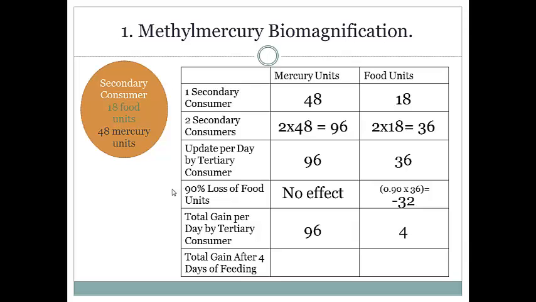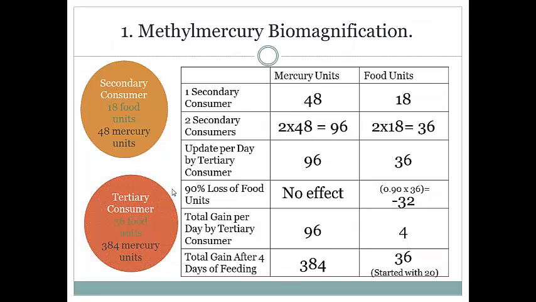If we repeat this for a total of 4 days of feeding, we end up with a tertiary consumer that has 384 mercury units and 36 food units. And again, 4 times 4 for 4 days gives me 16, and we started with 20, so that's where we get that 36 from. For 96, we just multiplied that by 4 to get 384. So my tertiary consumer has 36 food units and 384 mercury units at the end of day 4.